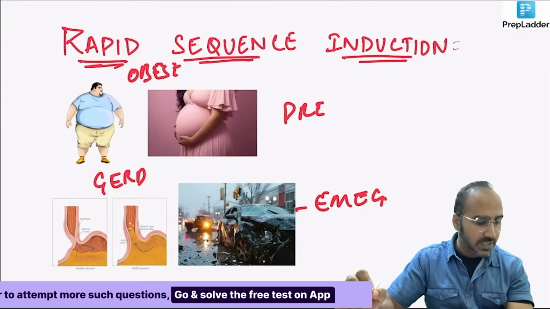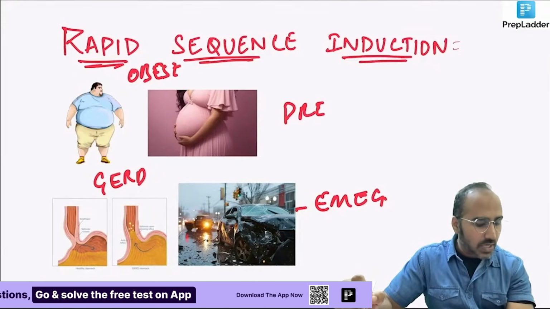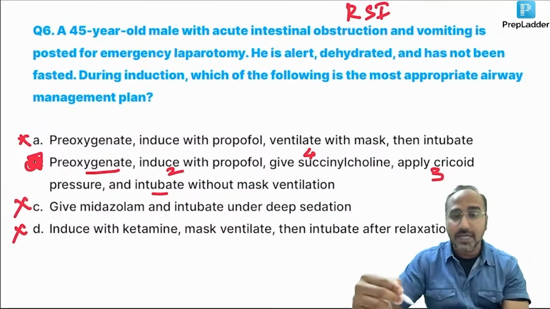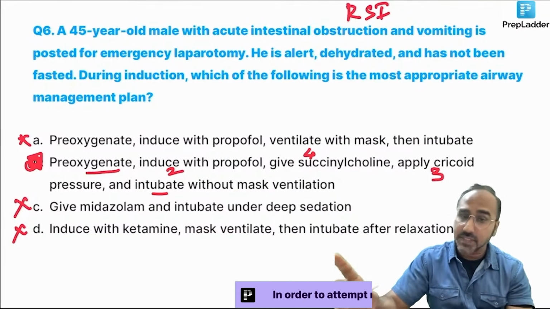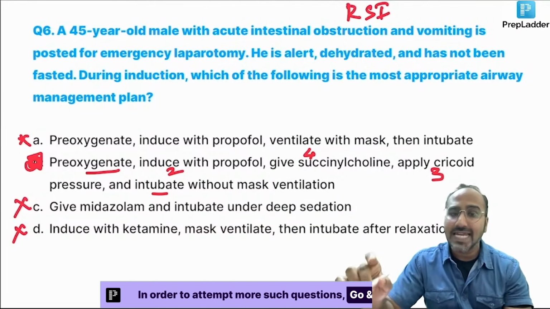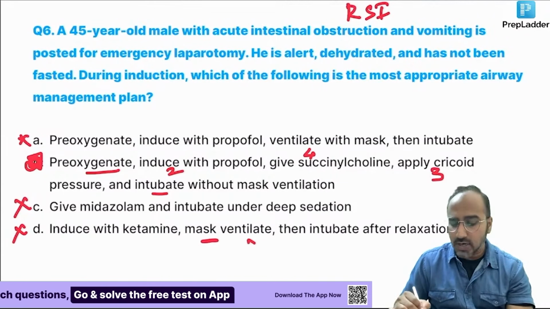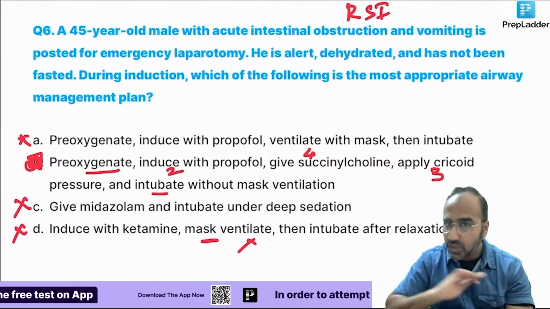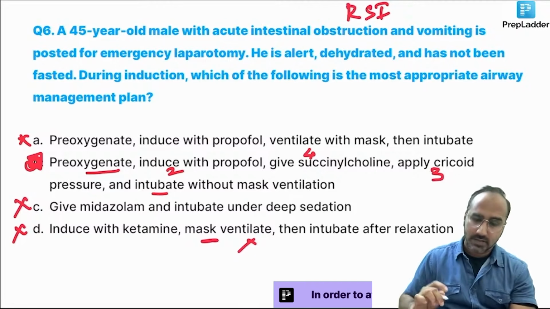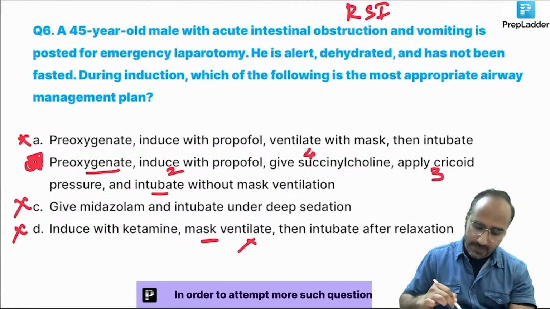Sir, the patient is not fasted, so how about ketamine? Yes, you can give ketamine to the patient. Ketamine preserves the airway reflexes, but again you cannot go for mask ventilation. Mask ventilation is given in the option, so you cannot go for mask ventilation. Mask ventilation is always avoided. Bag mask ventilation is always avoided, right?